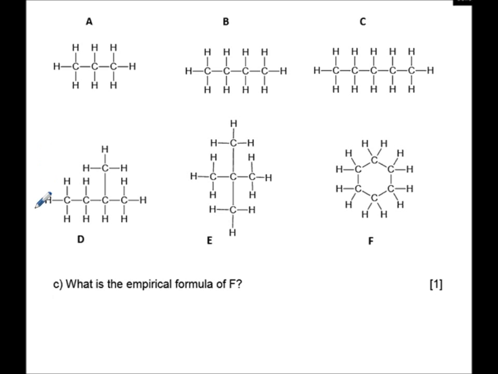You're then asked, what is the empirical formula of molecule F? Now, F, being cyclohexane, has the molecular formula of C6H12. Remember the empirical formula is the simplest whole number ratio of atoms of each element present in a compound. So we're looking for the simplest whole number ratio between the number of carbons and the number of hydrogens. We can divide each of these by 6, which will give us CH2. So the empirical formula of F is simply CH2.